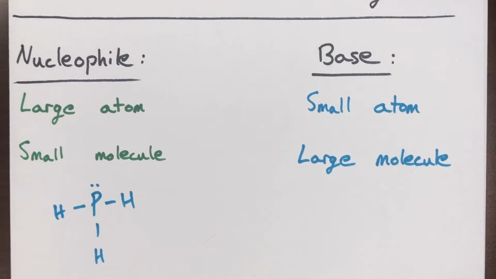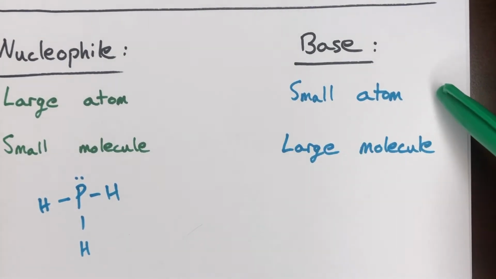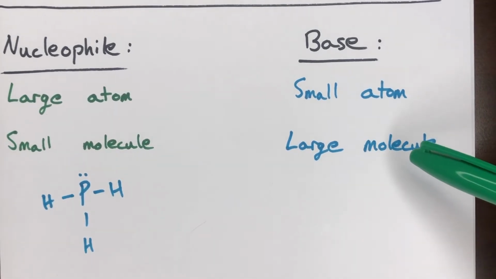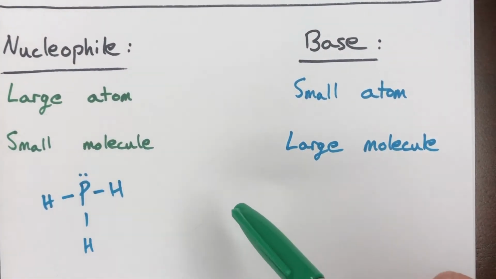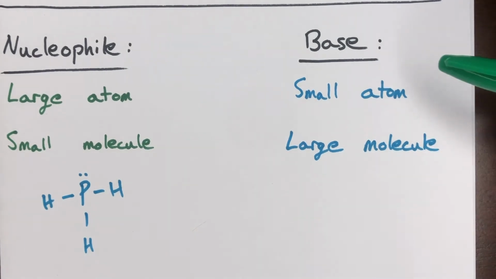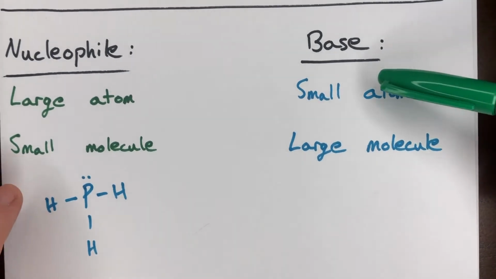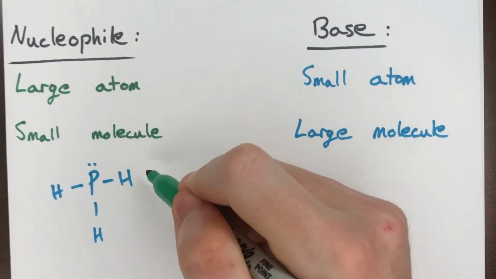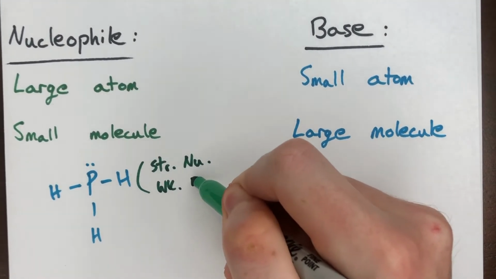Now, if you look at the base, it's the opposite. So the reactive center is a small atom that prefers basic nature, and if the molecule is a large molecule, then that will support basic behavior. And these go hand in hand, right? So the more likely something is to be a base, the less likely it is to be a nucleophile by these rules. So something that is a large atom and a small molecule is what we would consider to be a strong nucleophile, but a weak base. So I should include that here. This would be a strong nucleophile, but a weak base, right?